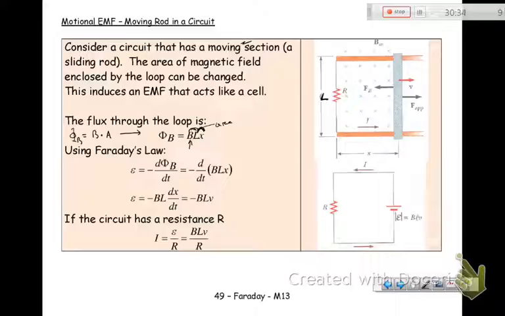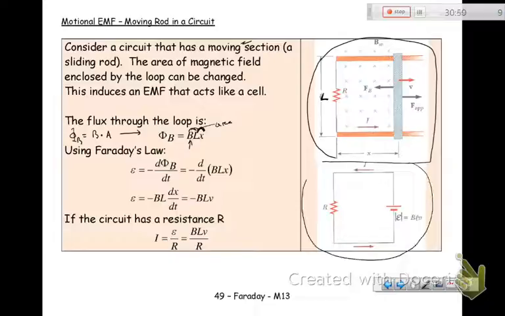So then, for the circuit with resistance R, i is equal to EMF over R, which equals BLv over R. Cool. This is the circuit of reality, and this is the equivalent circuit, and I basically have an EMF induced. There is no battery in this system. The EMF is induced by this motion.